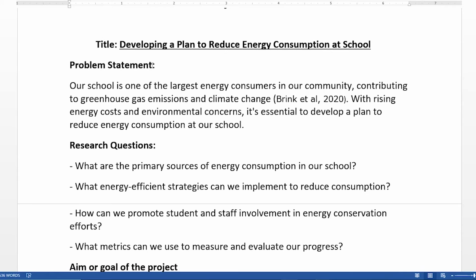The title I have made is developing a plan to reduce energy consumption at school, and the problem statement is: our school is one of the largest energy consumers in our community, contributing to greenhouse gas emission and climate change. And I put a reference here. So there is a problem that is coming from our school being a large consumer of energy, and the problem is greenhouse gas emission and also climate change, and that is highlighted by this person.